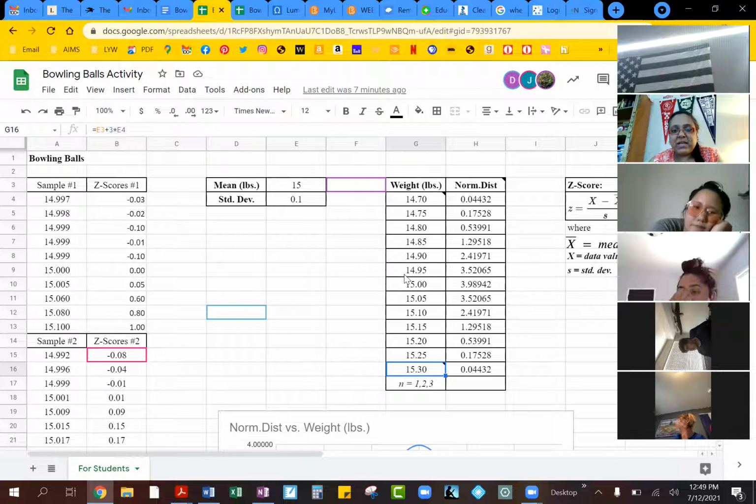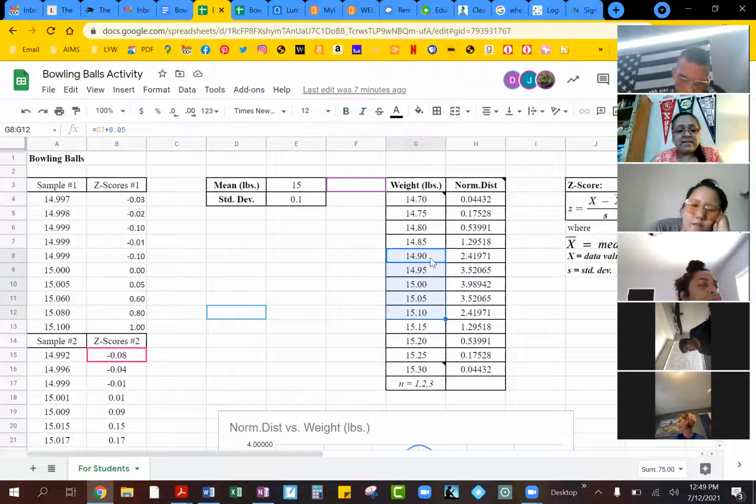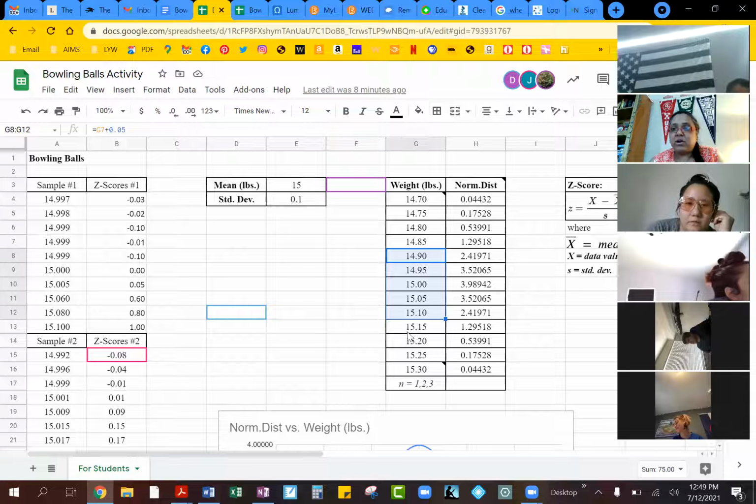So as you can see, all the numbers that we actually have in the sample are falling right between these 5 numbers over here. So as far as our table is concerned, we don't have any weights which are less than 14.90, or any weights which are larger than 14.10.